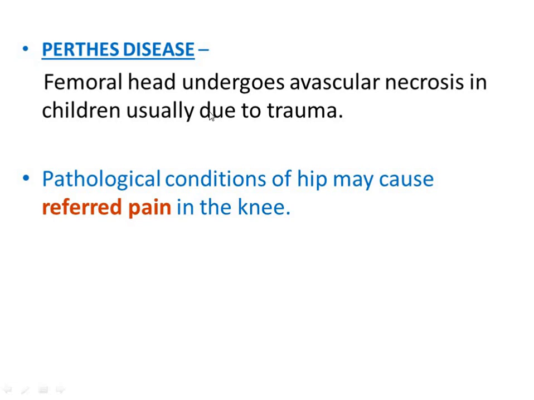The hip joint as well as the knee joint both receive articular nerve supply from the femoral nerve and the obturator nerve. So in diseases of the hip, the pain may be referred to the knee, and in case of diseases of the knee, the pain may be referred to the hip joint, and this is called referred pain.